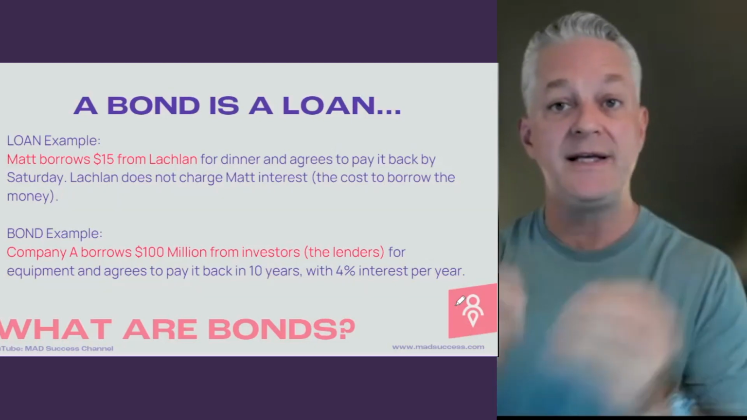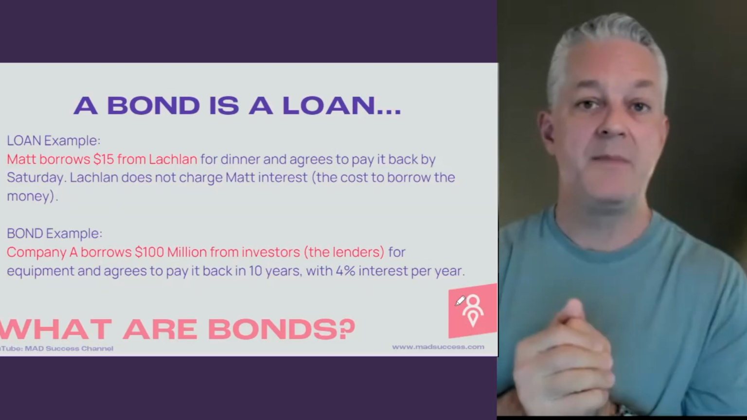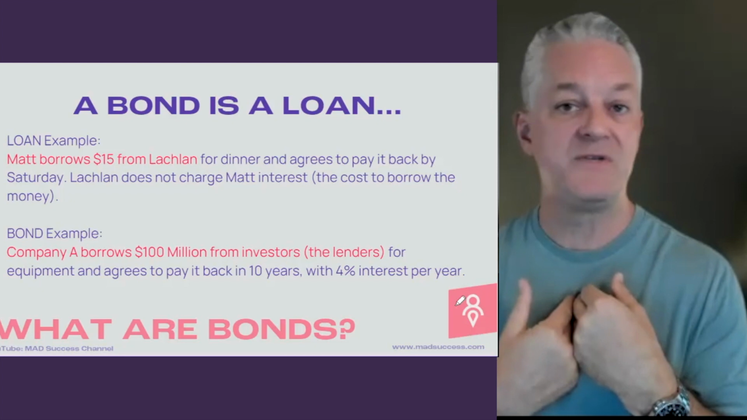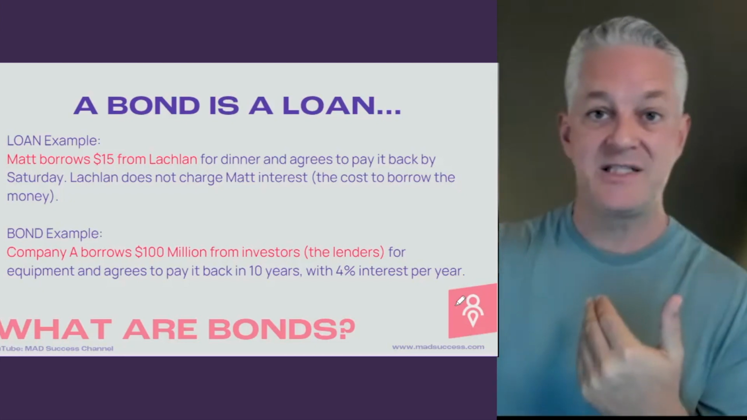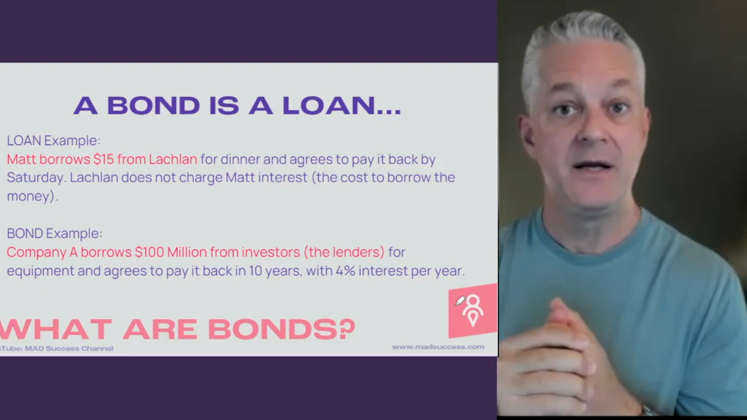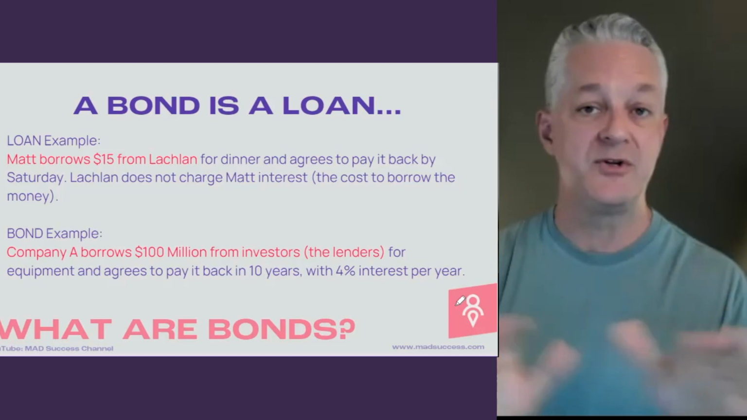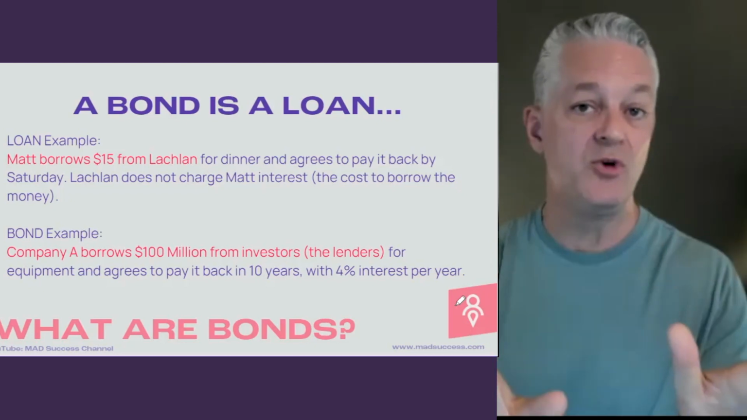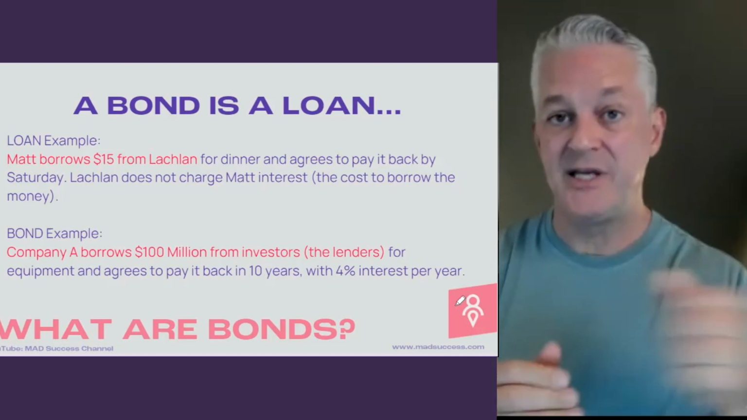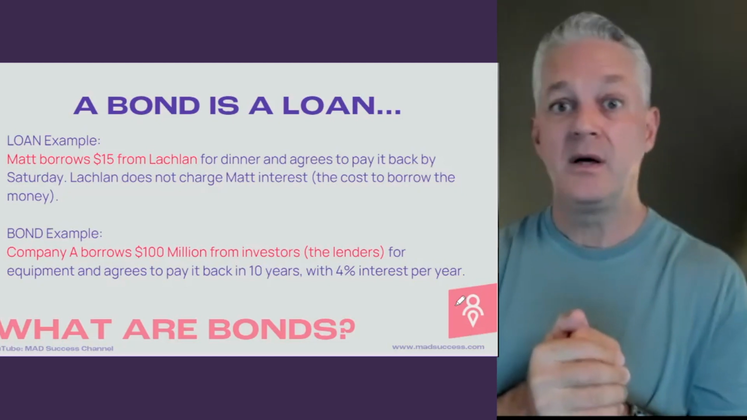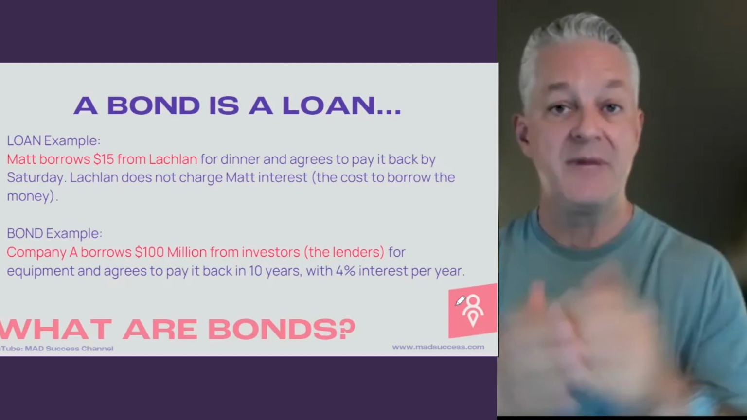So a bond is a loan. A loan example, number one: Matt borrows $15 from me and has to pay me back by Saturday, but I don't charge him any interest. There's no interest cost, so there's no coupon. I'm not formally issuing a bond. Of course, it's only a few days, but it's a loan.